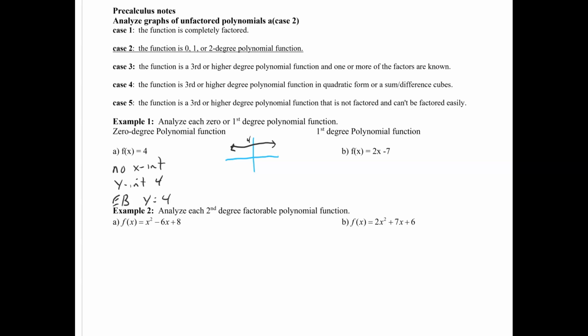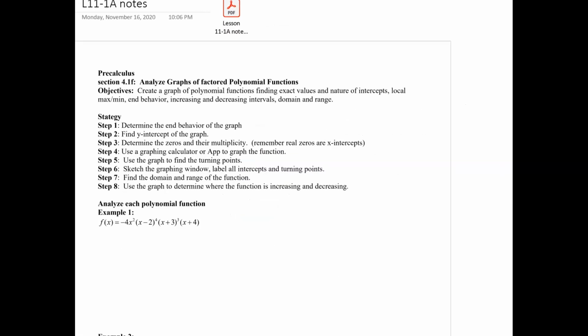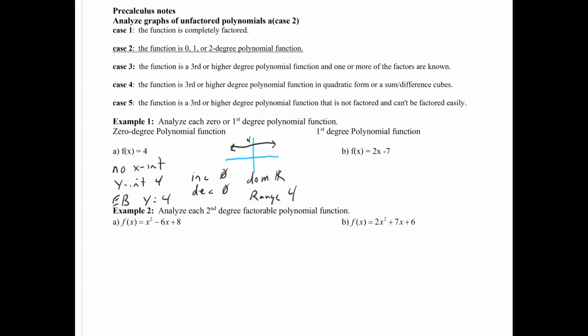Okay, so we also have no turning points. So this function is increasing, never, decreasing, never. It has a domain of all real numbers, as all polynomial functions do. It has a range of just 4, just one number. It's not even an interval, just a single number. And there's not much else to say about that function. Let's just make sure we covered everything. We have end behavior, y-intercept, zeros, there aren't any. We don't need to use a calculator for this one. No turning points. We have a sketch, domain, and range, and it's never increasing or decreasing. Okay, we've got that one covered.